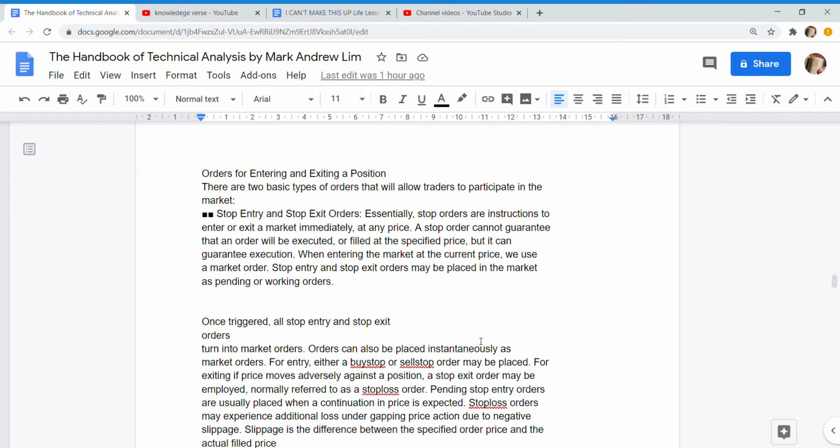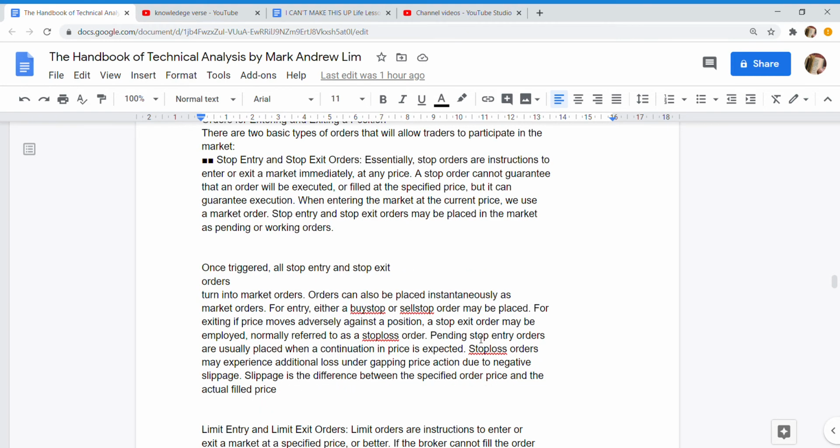Stop entry and stop exit orders may be placed in the market as pending or working orders. Once triggered, all stop entry and stop exit orders turn into market orders. Orders can also be placed instantaneously as market orders.